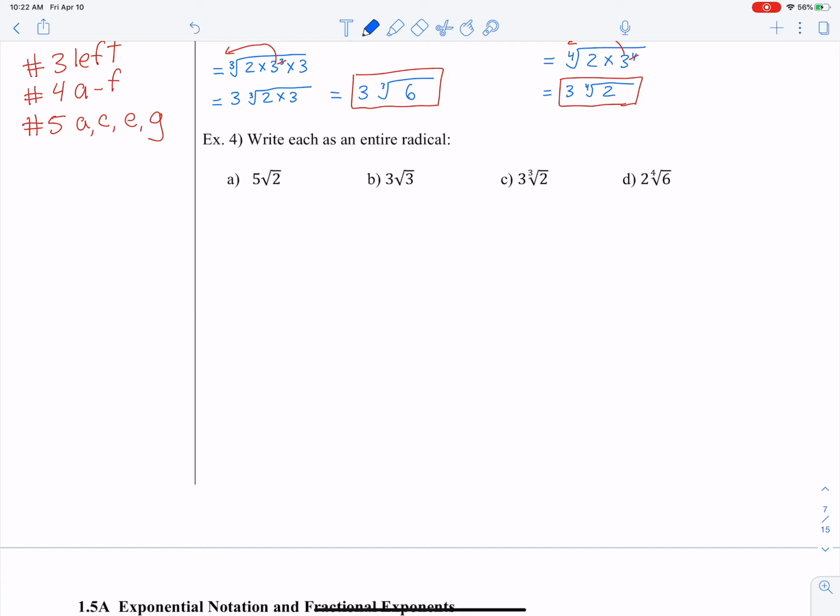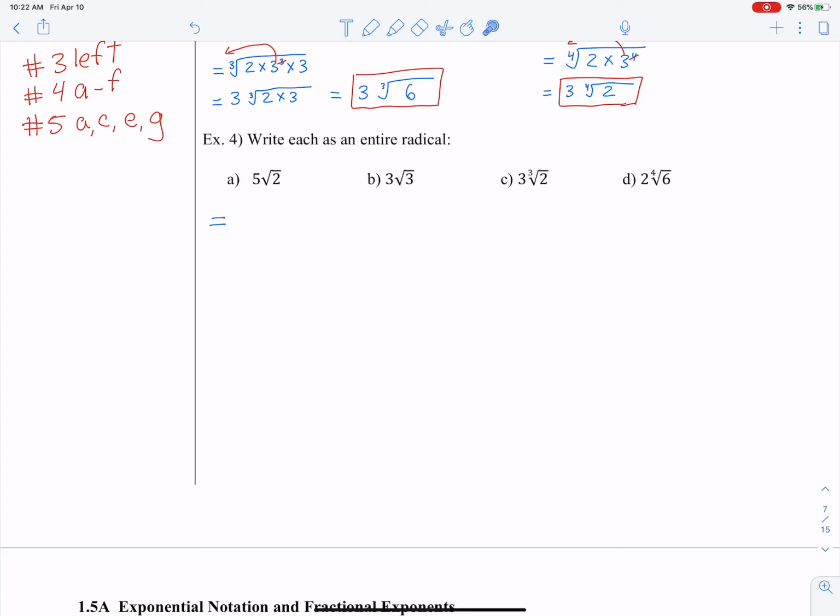This is video 3 for section 1.6. Here we're looking at example number 4. In this question, they want you to take a mixed radical and write it as an entire radical. That means they want whatever is outside the radical to be brought inside the radical. So we're going to be doing the opposite of what we were doing up here.